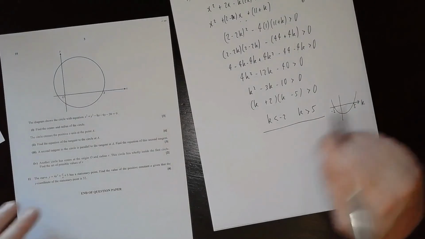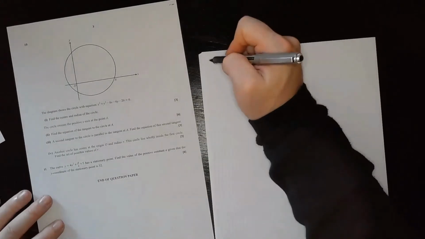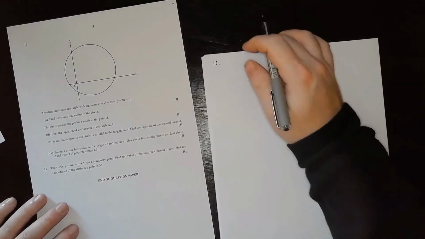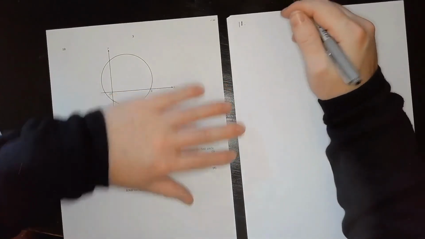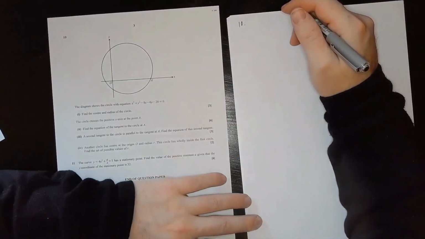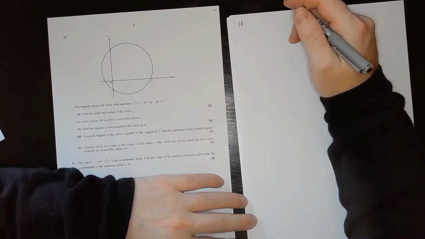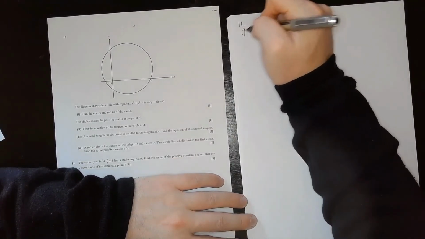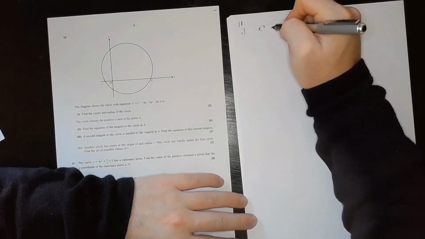Okay, so on to question 10. The diagram shows a circle with that equation. Find the center and the radius of the circle. Alright, so let's copy the equation out.